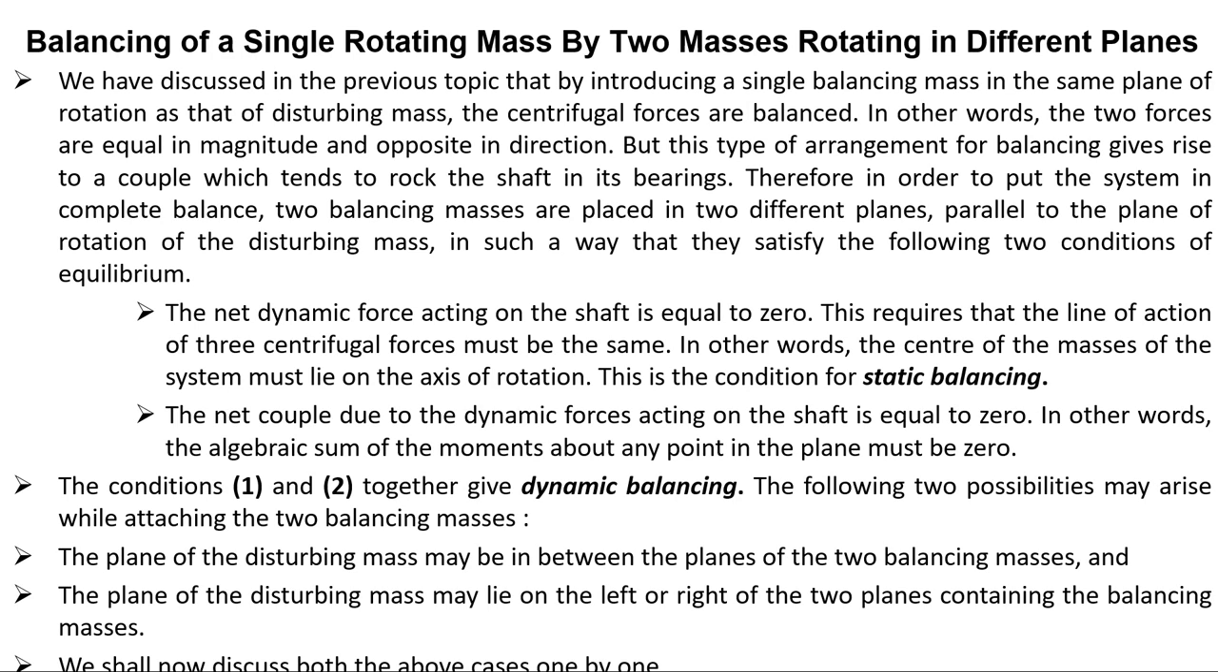So next we will see balancing of a single rotating mass by two masses rotating in different planes. If different planes are there, how can this balancing be done? So here, introducing a single balancing mass in the same plane of rotation as that of the disturbing mass, the centrifugal forces are balanced. In other words, the two forces are equal in magnitude and opposite in direction. But this type of arrangement for balancing will give rise to a couple.